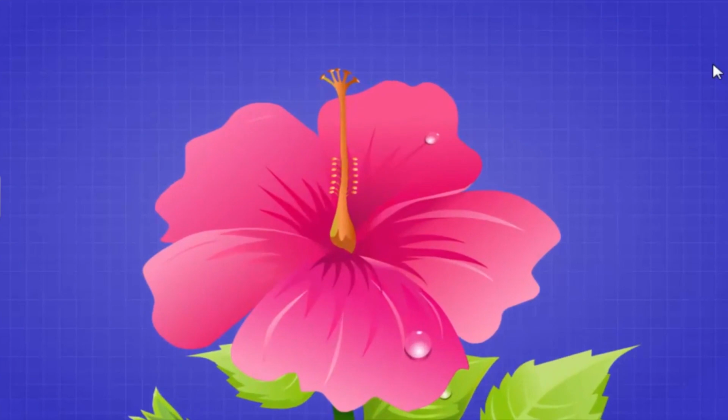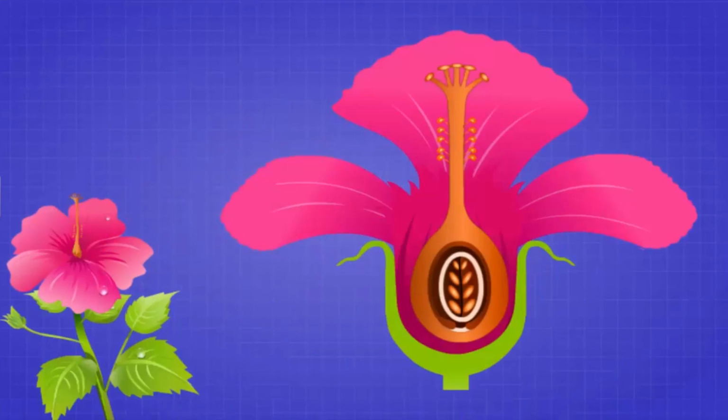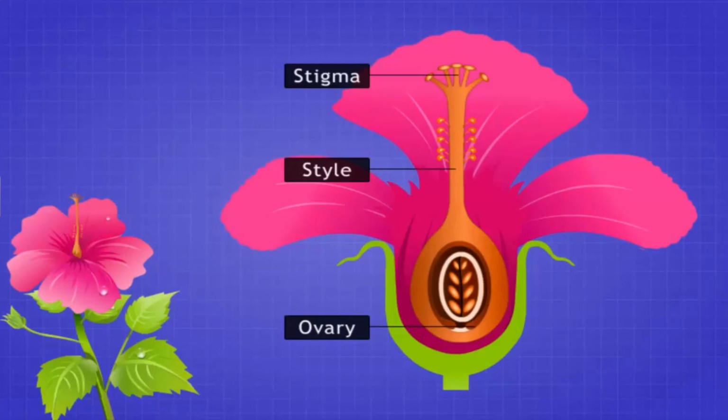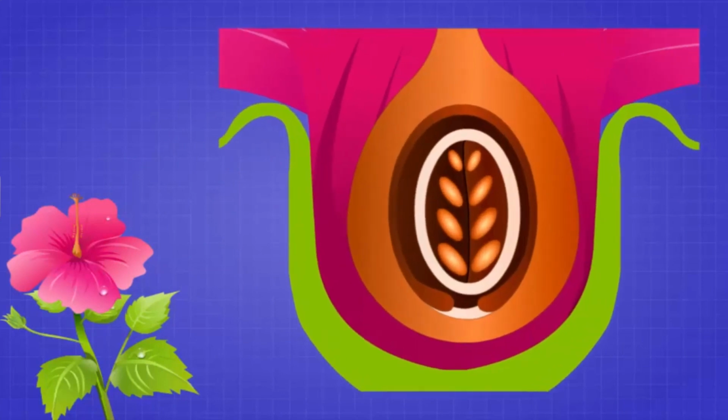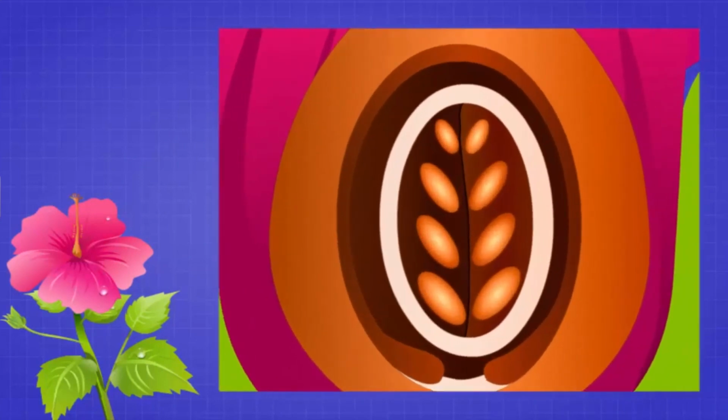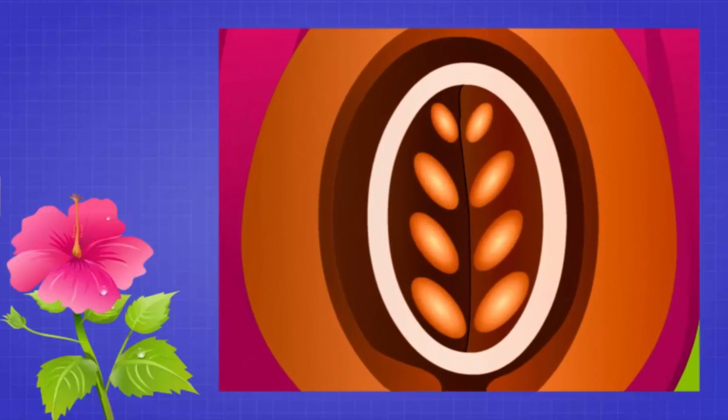Pistil is the centrally located female reproductive part of the flower. It consists of 3 major parts: ovary, style, and stigma. The basal swollen part of the pistil is called the ovary. It contains numerous ovules. Each ovule contains a female gamete or egg cell.